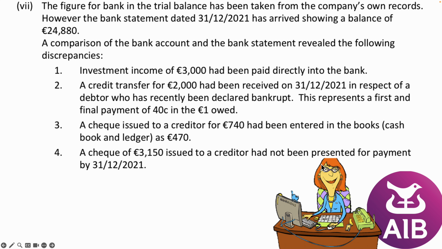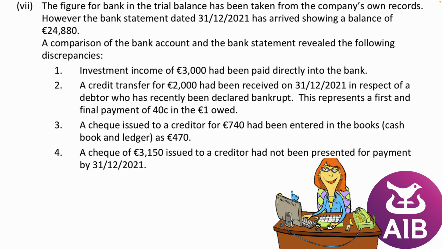So adjustment number 7: the figure for bank in the trial balance has been taken from the company's own records. However, the bank statement dated 31st the 12th, 2021 has arrived showing a balance of €24,880. A comparison of the bank account and the bank statement revealed the following discrepancies.